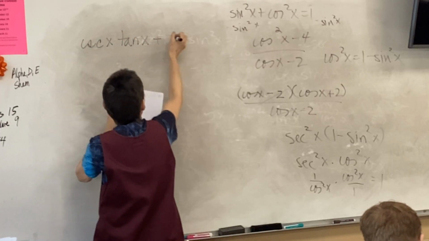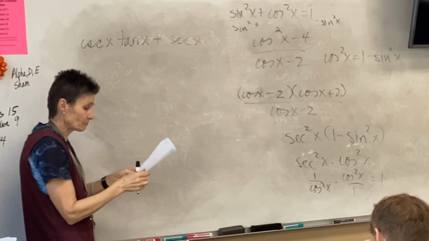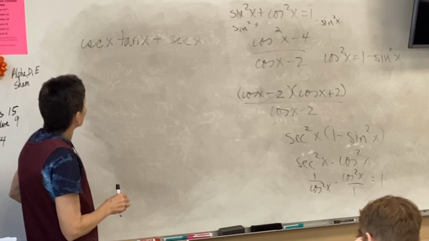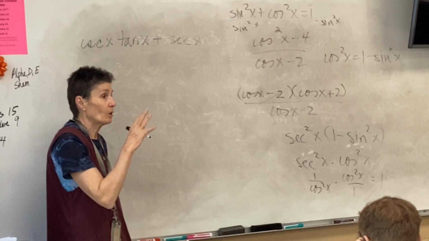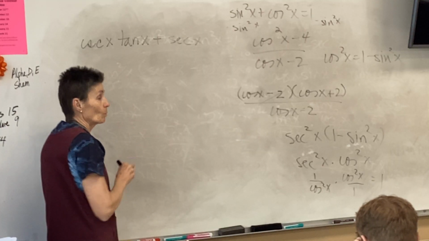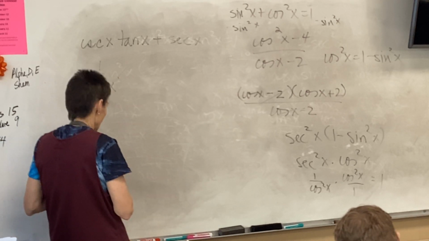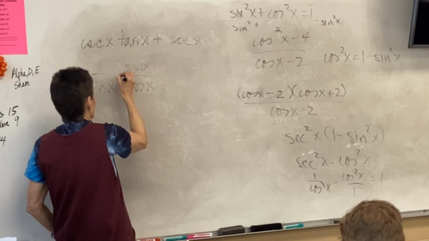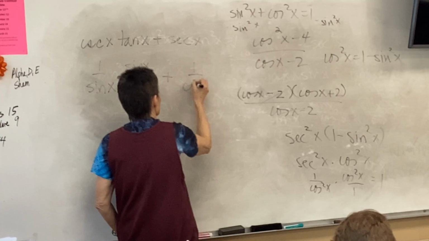Cosecant tangent plus secant. Wow, that's a mess. Let's change it all into sines and cosines. What is cosecant? 1 over sine. What is tangent? Sine over cosine. And what is secant? 1 over cosine.